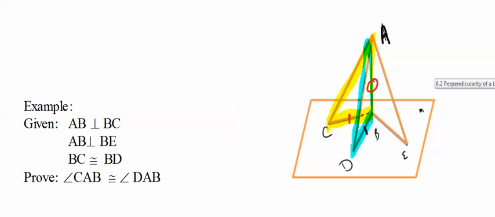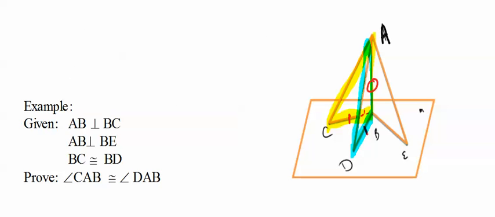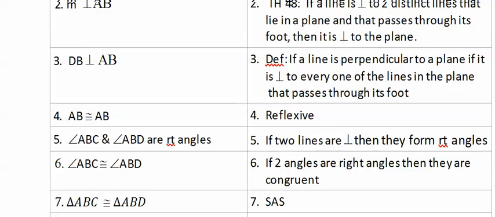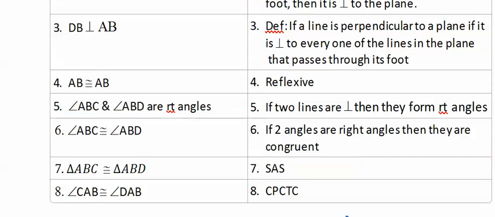And we did just establish that BD is perpendicular. So now, since it's perpendicular, we can establish that they are both right angles. And once they're right angles, they are congruent, because right angles are congruent. And that will lead us to prove that the triangles are congruent. The triangles are congruent based on side, angle, side. And then, since I have the triangles congruent, we can say angle CAB is congruent to angle DAB based on CPCTC.